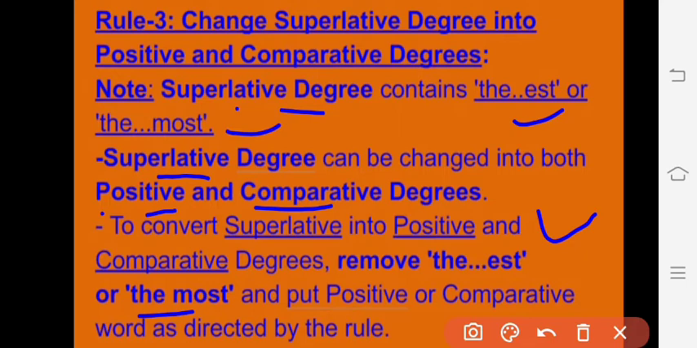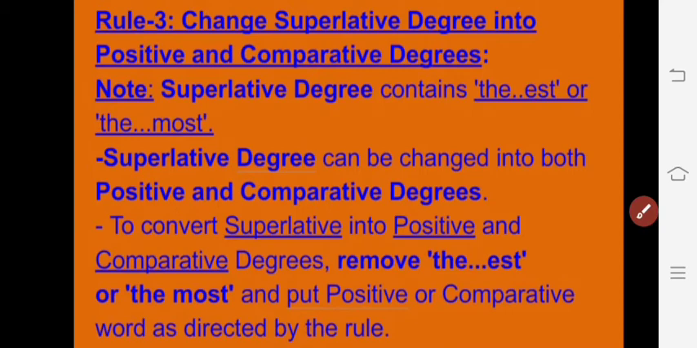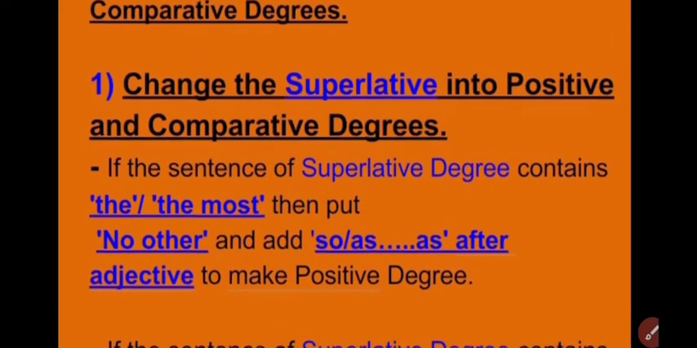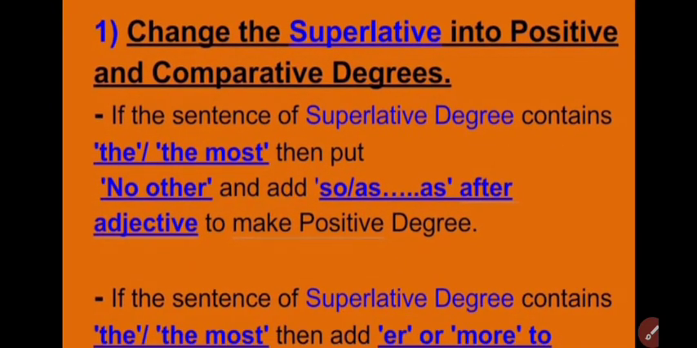These are the words directed by the rules. Here, if you want to convert into positive form, apply so as or as, or if you want to convert into comparative formation, apply er or more as per the rule. Now we go for the transformation of superlative degree. There are two ways to change the superlative degree into positive and comparative degree. We are now talking about the first way or first type.